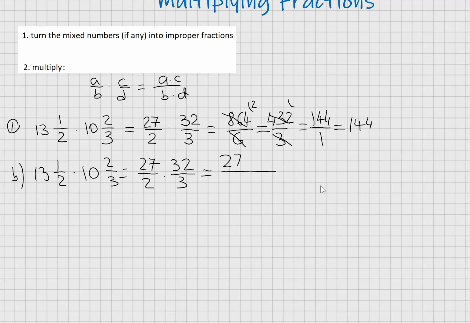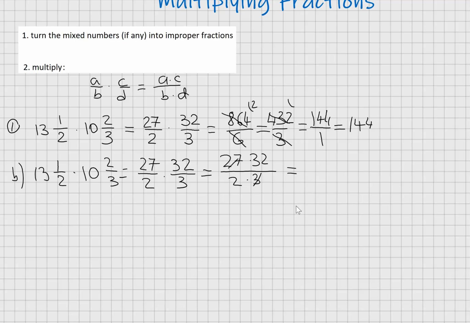So 27 times 32 over 2 times 3. How many terms do we have at the numerator? 1. At the denominator, 1 as well. So I could simplify. I could simplify what? 3 and 27 by 3. Both are divisible by 3.